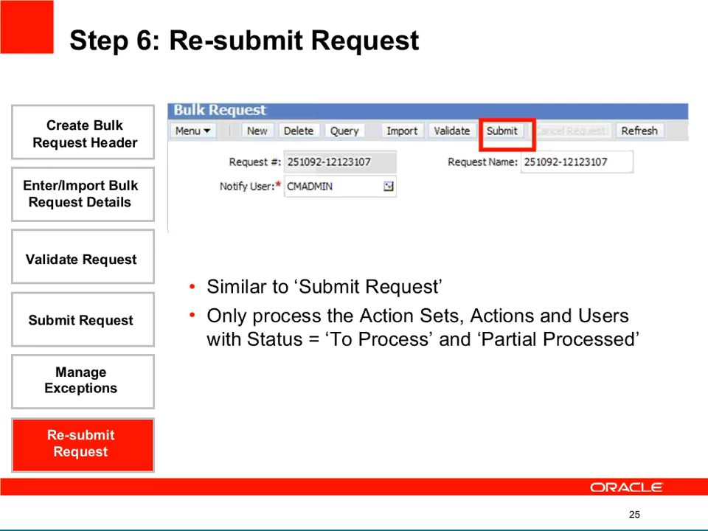Resubmit process is done by clicking on the Submit button. This triggers the submit process once again. However, during the resubmit process, it only processes the action sets, actions, and users with status of to progress and partial progress.